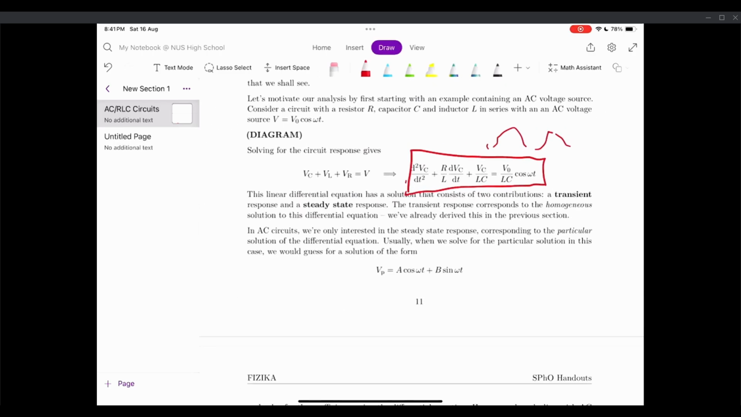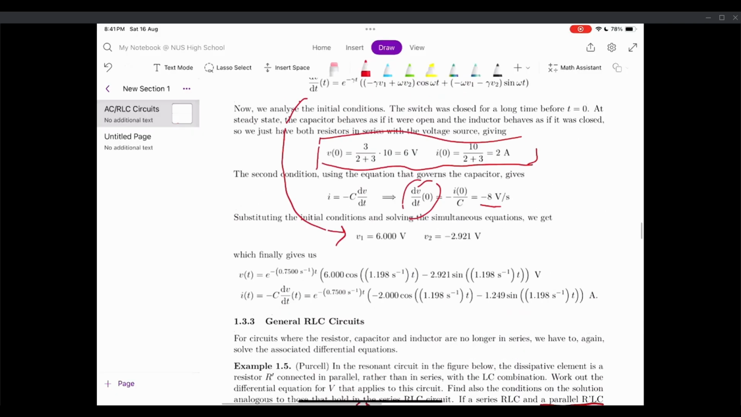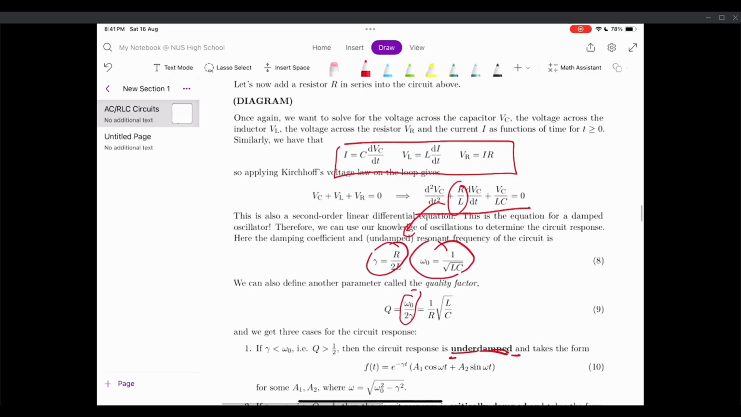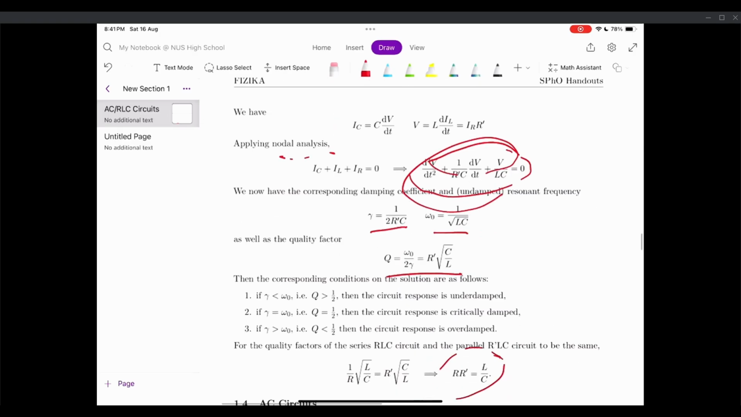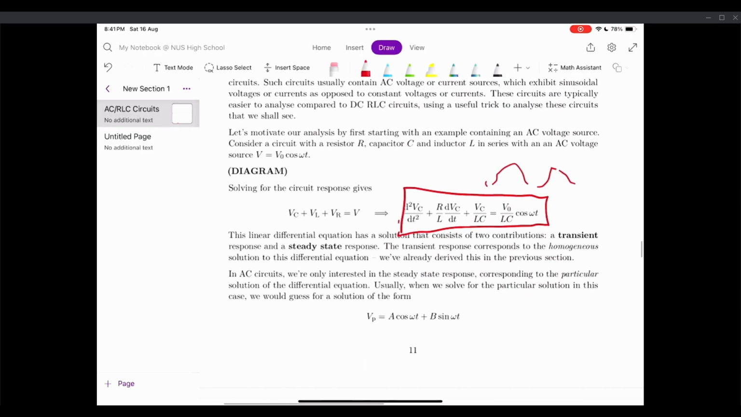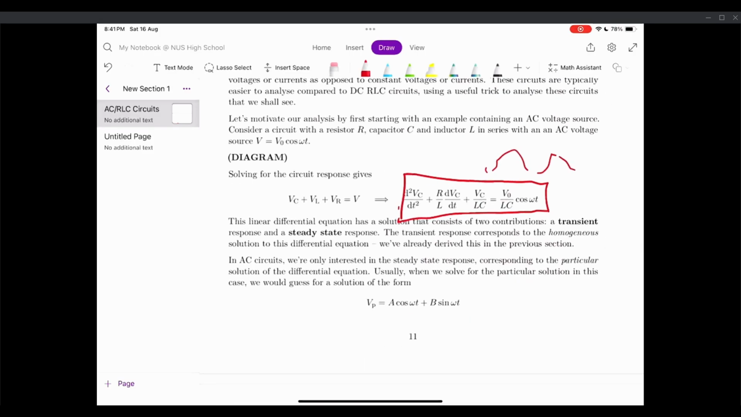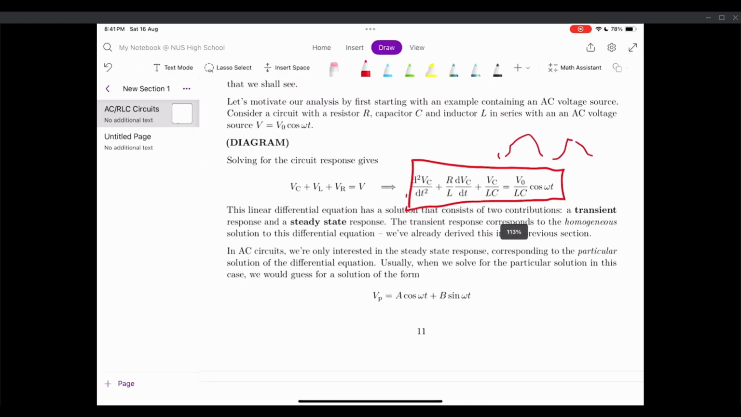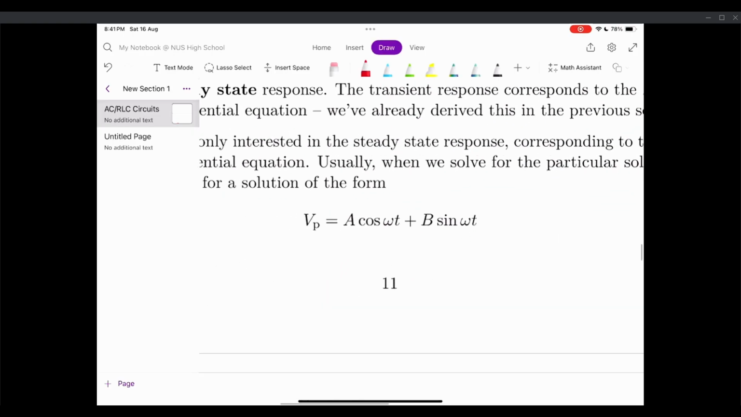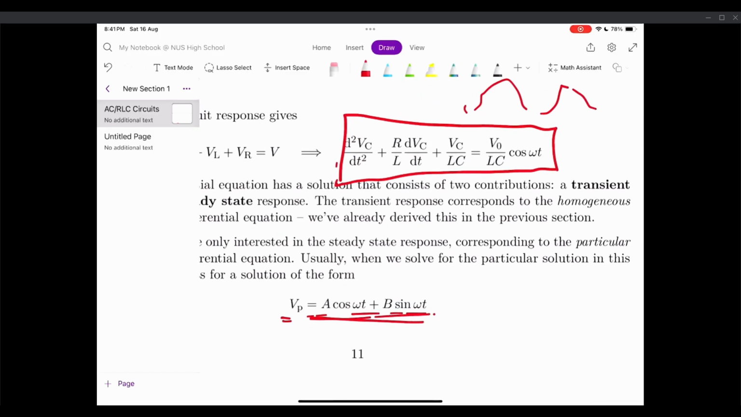The transient response is the solution that we gave over here, because the transient response corresponds to the homogeneous solution. That gives you all this damping stuff, which is not too important actually, because usually in AC circuits, we only really care about the steady state response, because the steady state response corresponds to a particular solution to this differential equation. And usually, when we want to solve for a particular solution, we guess something of this form, because these are sinusoidal functions, and when you differentiate sinusoidal functions, you get another sinusoidal function.